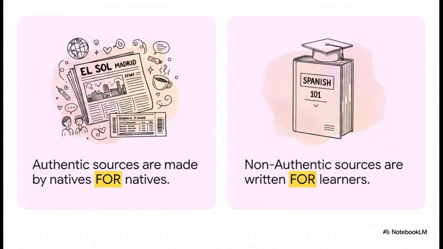Next up is connections. This is all about linking language to other school subjects, but more importantly, bringing the real world into your classroom using authentic sources. An authentic source is something like a real newspaper article from Madrid or an actual train schedule from Germany. It's made by native speakers for native speakers. On the flip side, a non-authentic source is your typical textbook article explicitly written for learners.